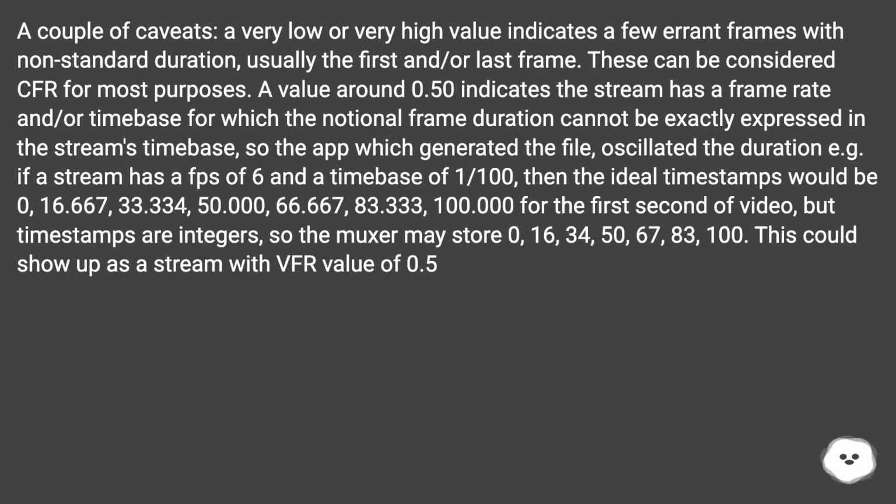A value around 0.50 indicates the stream has a frame rate and/or time base for which the notional frame duration cannot be exactly expressed in the stream's time base, so the app which generated the file oscillated the duration. E.g. if a stream has an FPS of 6 and a time base of 1/100, then the ideal timestamps would be 0, 16.667, 33.334, 50.000, 66.667, 83.333, 100.000 for the first second of video, but timestamps are integers, so the muxer may store 0, 16, 34, 50, 67, 83, 100. This could show up as a stream with a VFR value of 0.5.